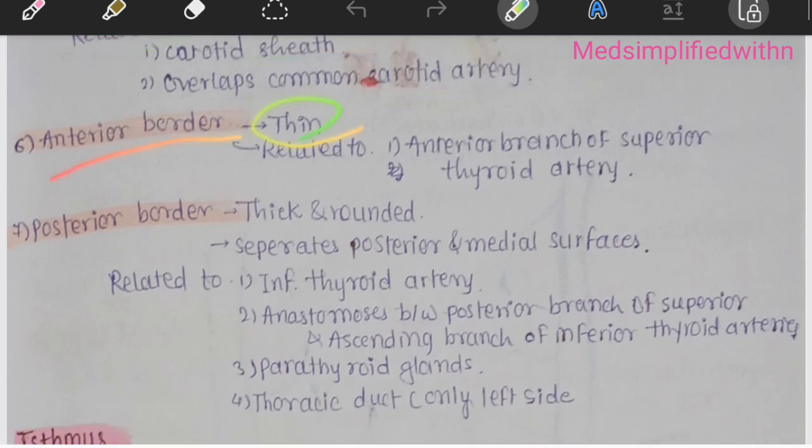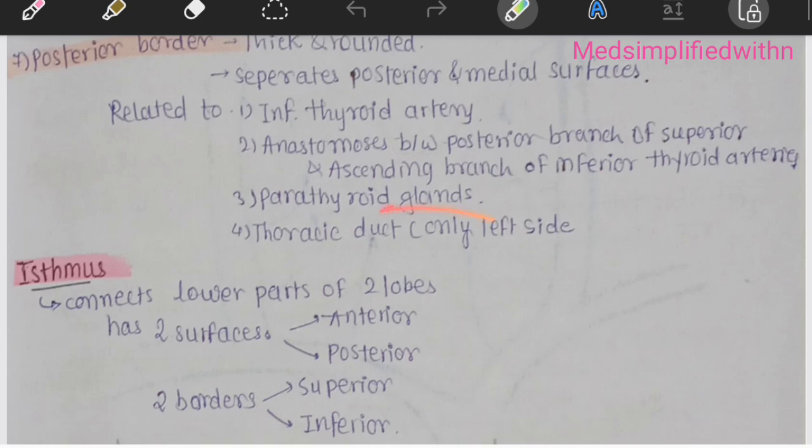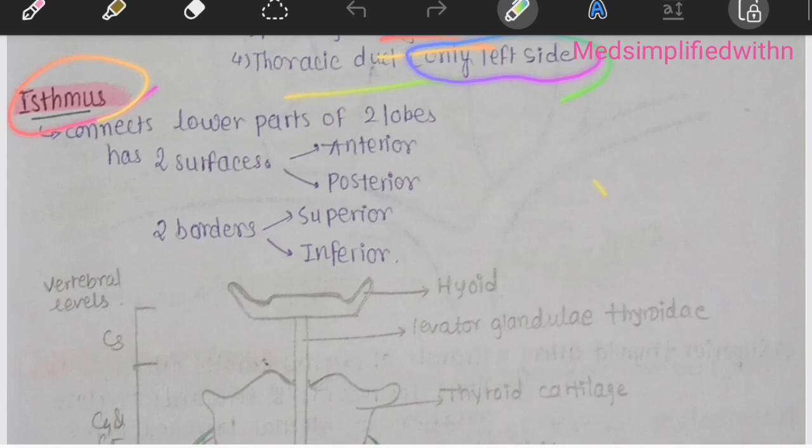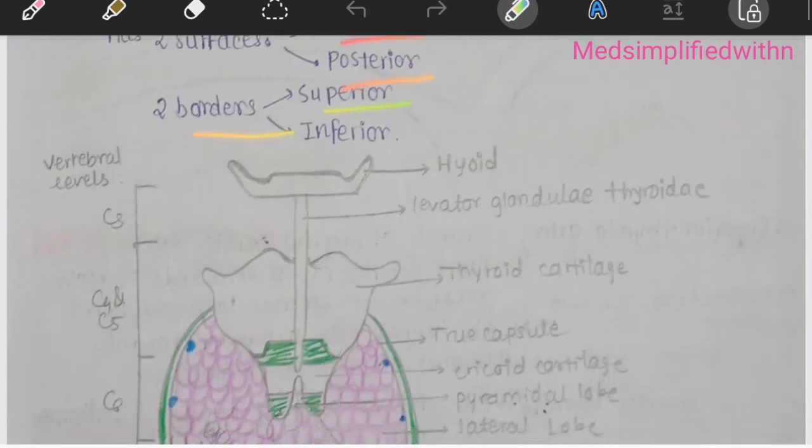The anterior border is thin and related to the anterior branch of the superior thyroid artery. The posterior border is thick and rounded, and separates the posterior and medial surfaces. It is related to the inferior thyroid artery and the anastomosis between the posterior branch of the superior and the ascending branch of the inferior thyroid arteries. Parathyroid glands are present on the posterior border, and the thoracic duct, but only on the left side. Let's talk about the isthmus. It connects the lower part of the two lobes. It has two surfaces, anterior and posterior, and two borders, superior and inferior.